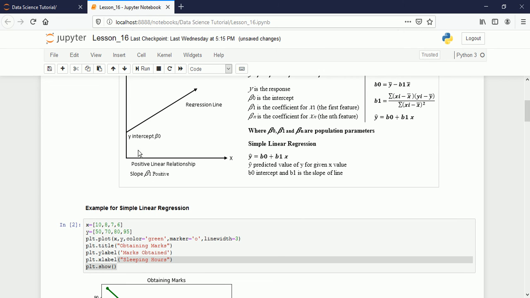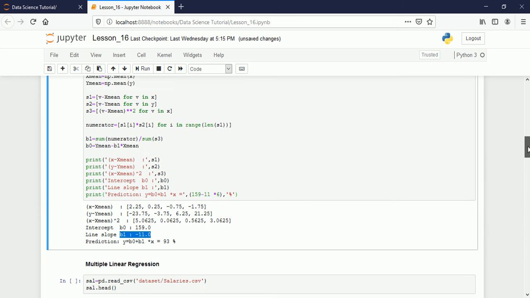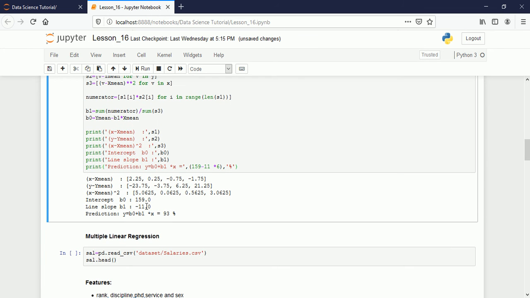If this one is negative, it means a negative relationship. Like that, it shows it is a negative relation. Here also it is showing us a negative relationship, and after calculating the values, here also we got minus 11, which means it is a negative relationship between the features, or we can say the dependent and independent variables.